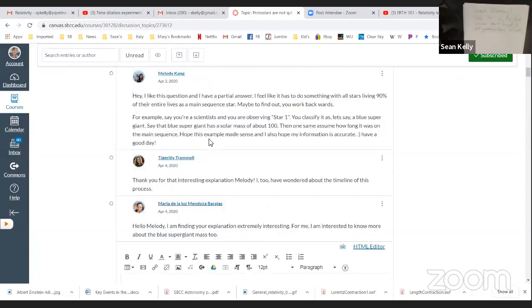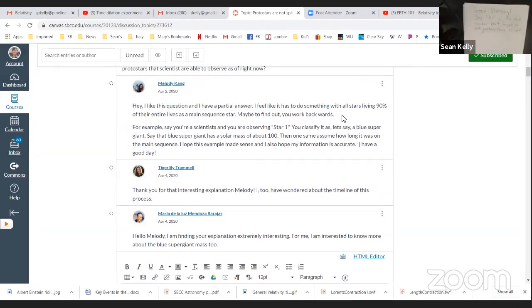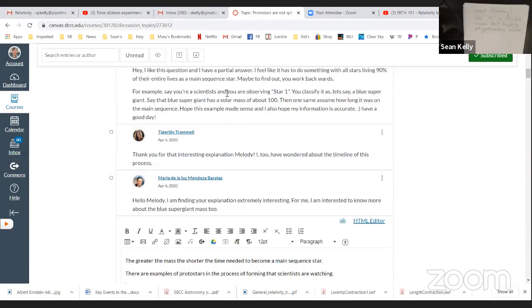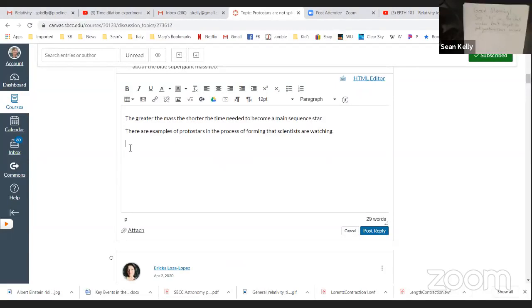So let's see. Melody said, I want to respond to that, I have a partial answer. It has something to do with all stars living 90% of their life as a main sequence star. Yeah, most of their life is going to be as a main sequence star, 90% of the time. So say you're a scientist observing star 1, you classify it as a blue supergiant. The best way we have for determining this time is simulation.